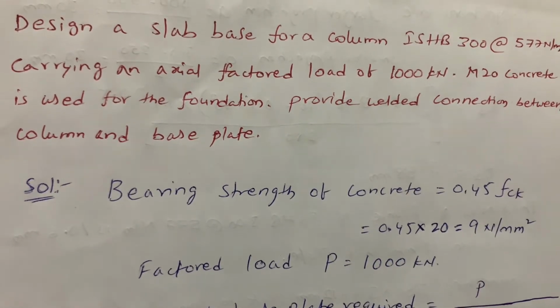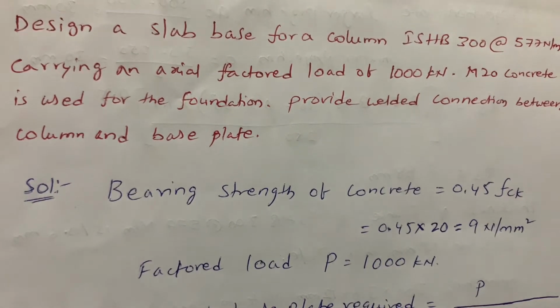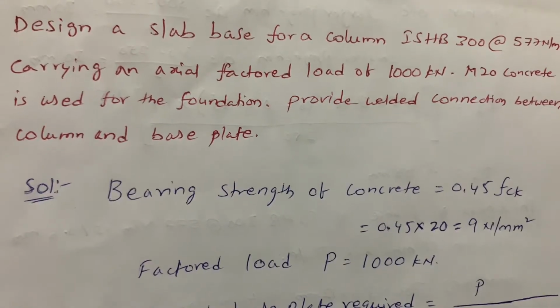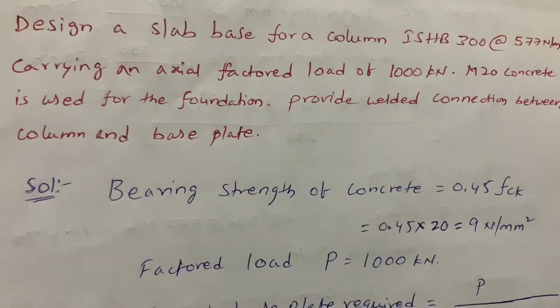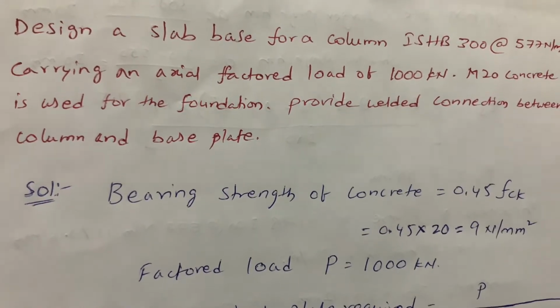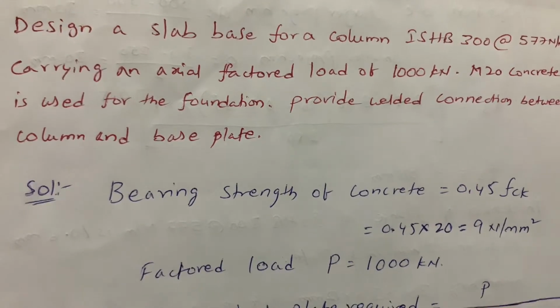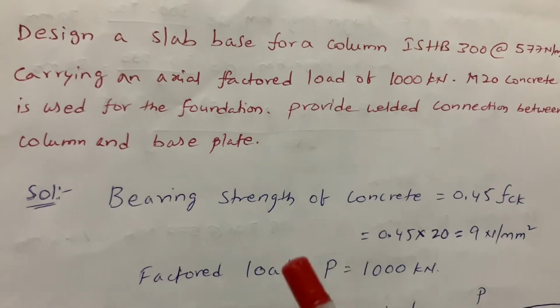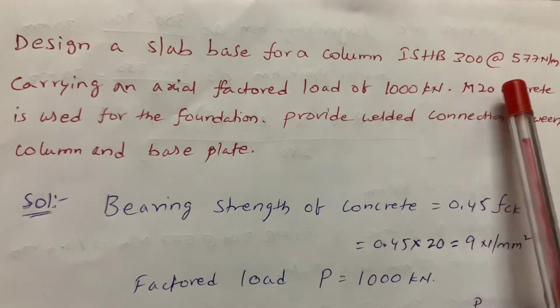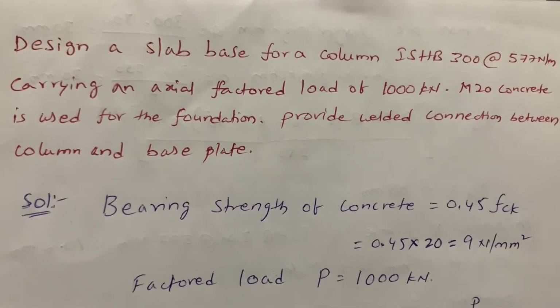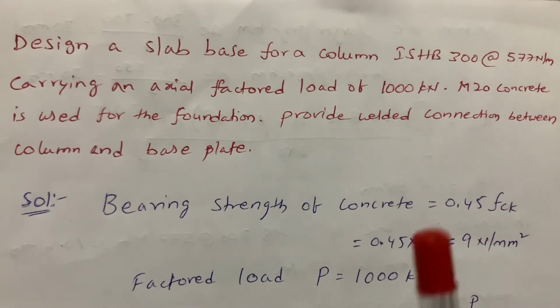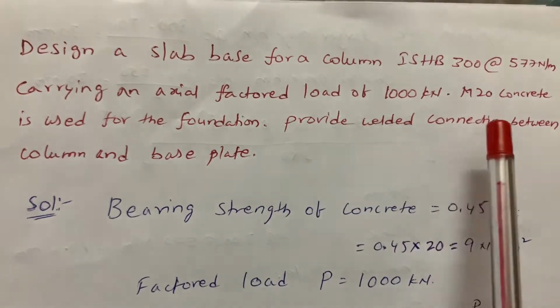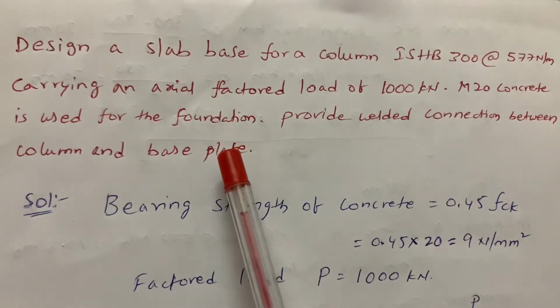Hello everyone. In this video I'm going to explain how to design a slab base in design of steel structures. So this is our problem. Design a slab base for a column ISHB 300 at 577 Newton per meter, which is carrying a load of 1000 kilonewtons, and M20 concrete is used for the foundation.